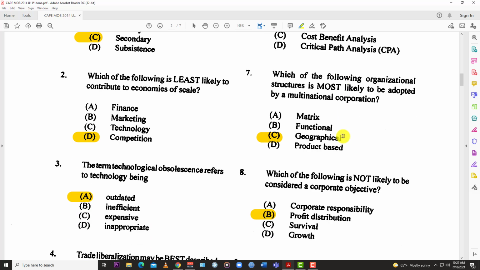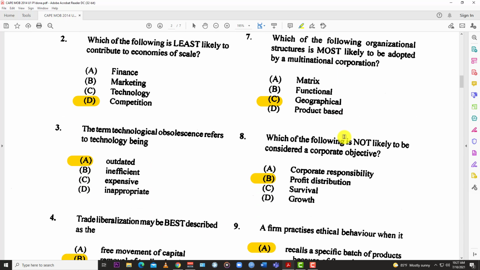Number 7, which of the following organizational structures is most likely to be adopted by a multinational corporation? Multinational meaning that you would have your headquarters in one place, one country, and branches elsewhere. And so from the simple fact that they said elsewhere or multinational, you can say that the best answer here is geographical, because that's how most of them are.